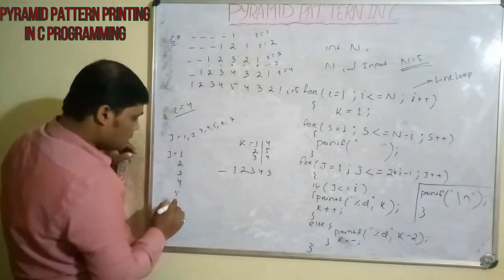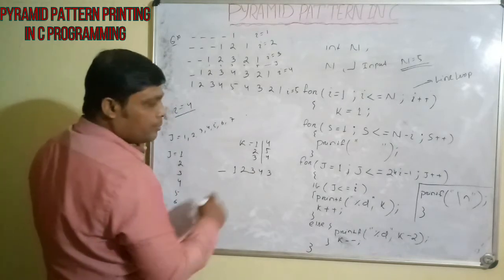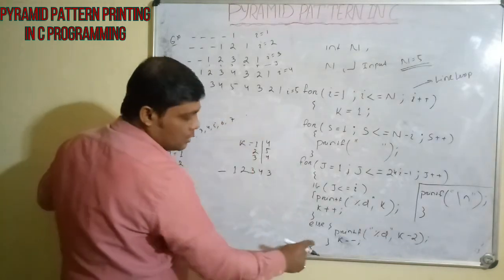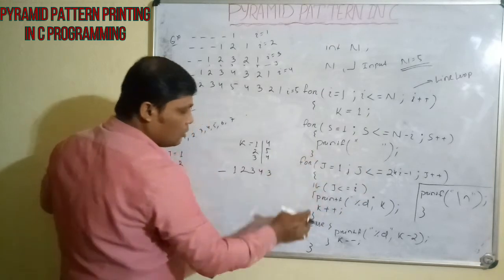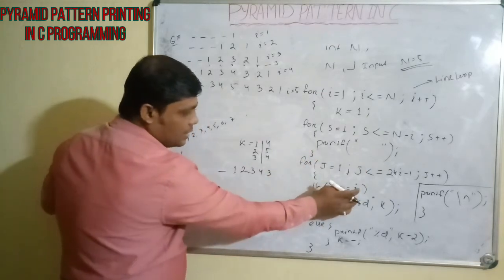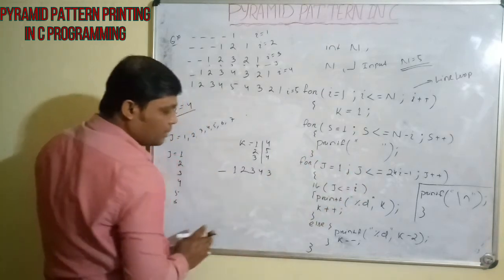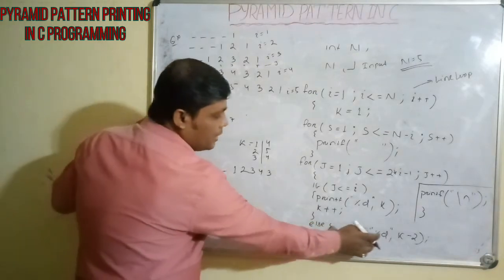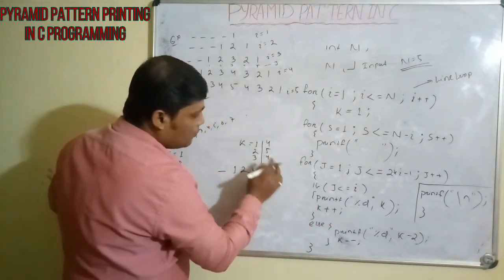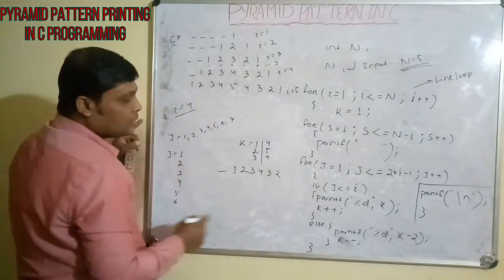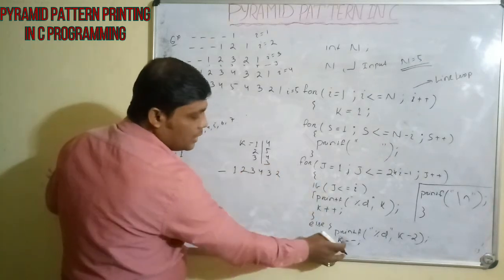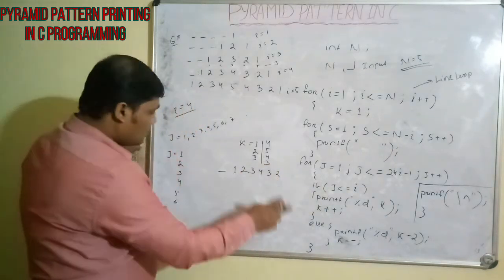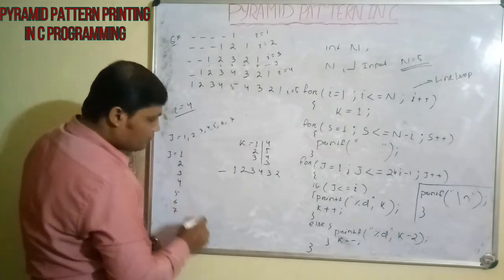Next, j value will be 6 because j will continue for 7 times. J value will be 6. This 6 less than equal to I, condition false. It will go to the else part again. So it will print a percentage k minus 2. K value is 4 minus 2, that is 2. Now k value will be 3. K minus minus. So again j value will be 7.